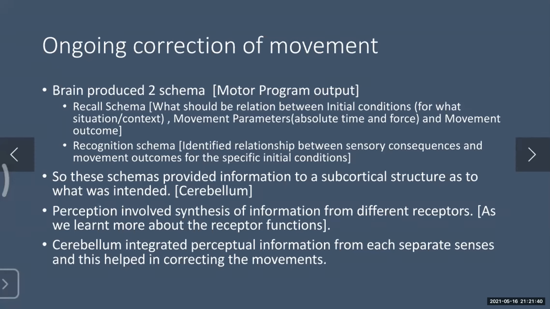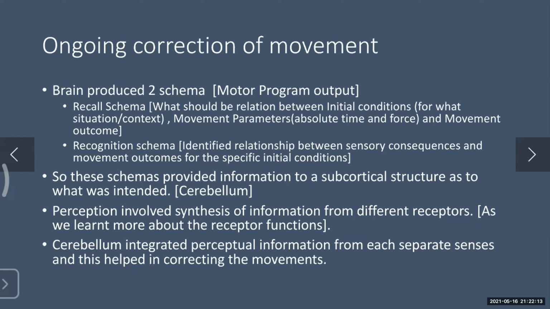So these schemas provided information to subcortical structures as to what was intended. For example, the cerebellum was identified as one of the core areas involved in correction of movement errors. And they said that perception, which involved a synthesis of information from different receptors, all went to the cerebellum, and the cerebellum compared these and integrated the perceptual information from each of the senses, and this helped in correcting the movement.